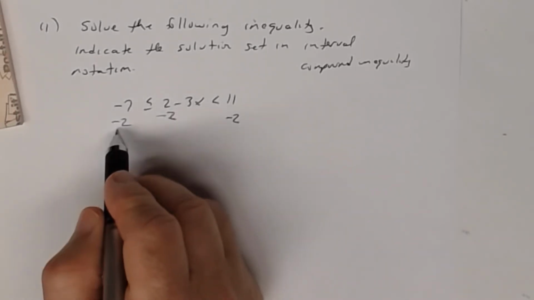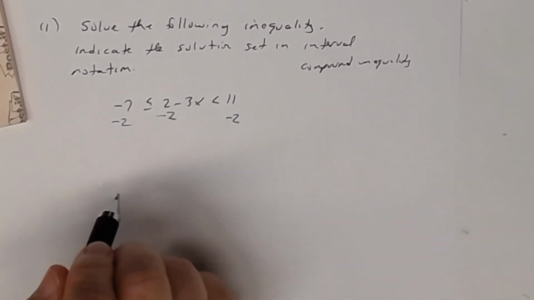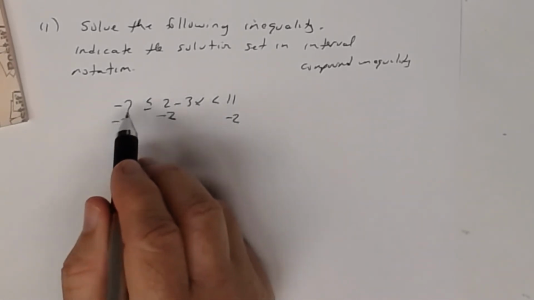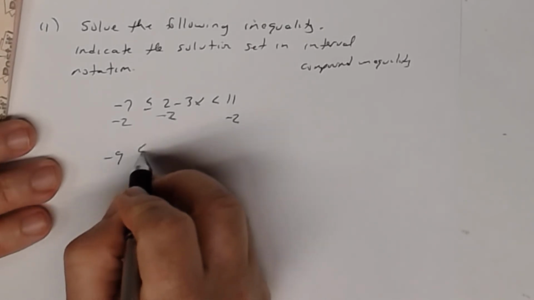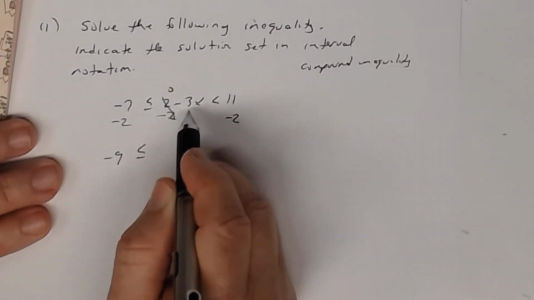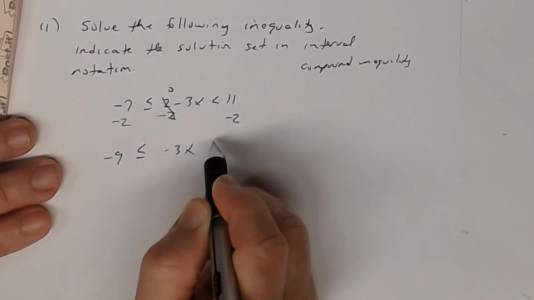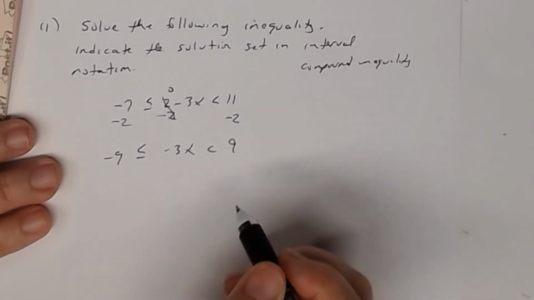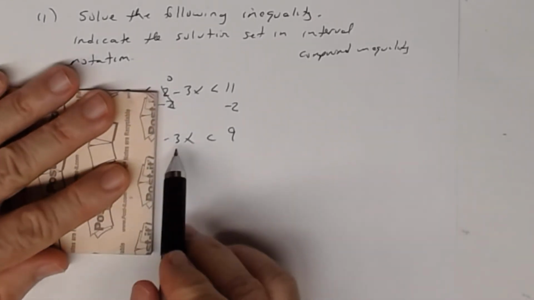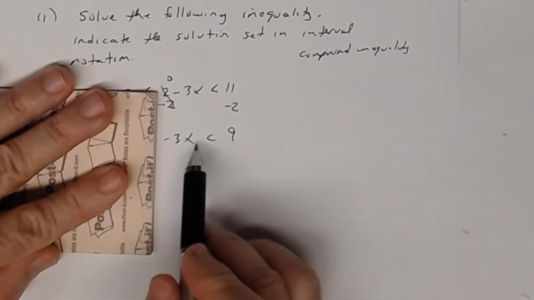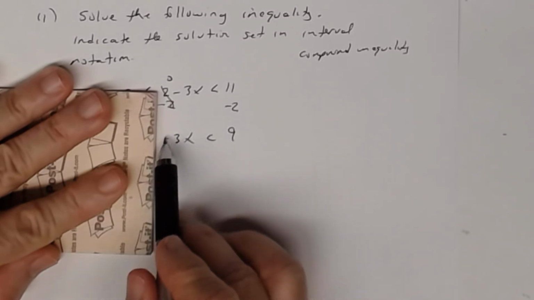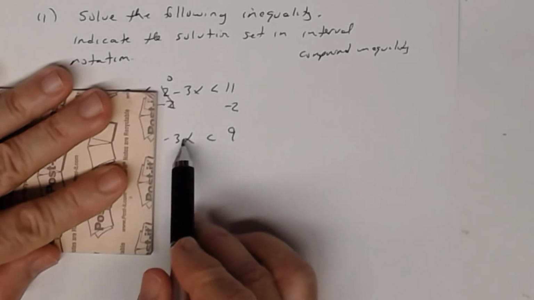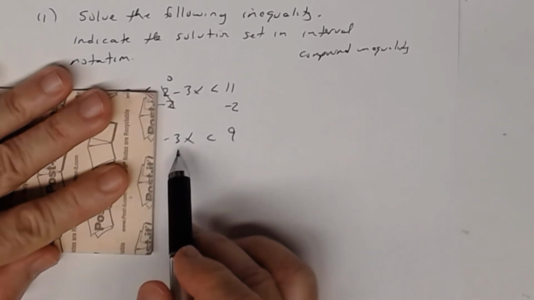So make sure you say subtract 2, subtract 2, subtract 2, from the left, the middle, and the right. Negative 7 and negative 2 is a negative 9. It's less than or equal to, this is 0, and you're left with a negative 3x, right? And then that's going to equal, 11 minus 2 is 9. Now, if all I had was this, then to solve this inequality, you would have to divide both sides by negative 3, right? To get x by itself, because right now you're multiplying by negative 3. The opposite of multiplying by negative 3 is to divide by negative 3.